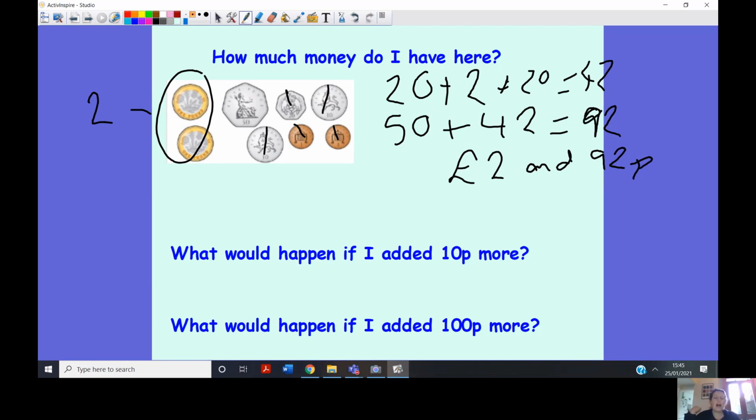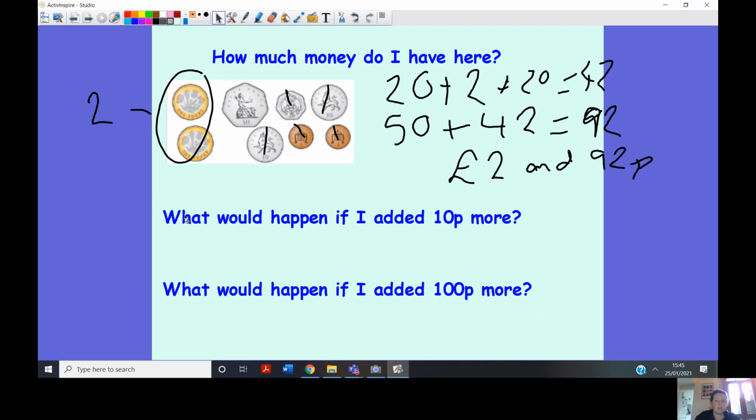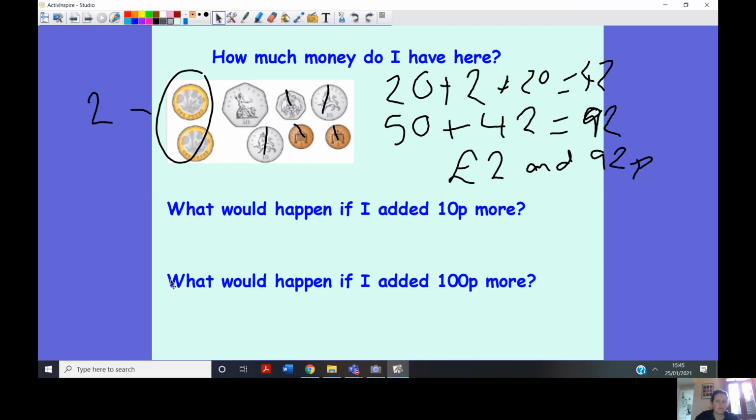Right, what would happen if I added 10p more? I'm just going to move this up and give myself a little bit more space.